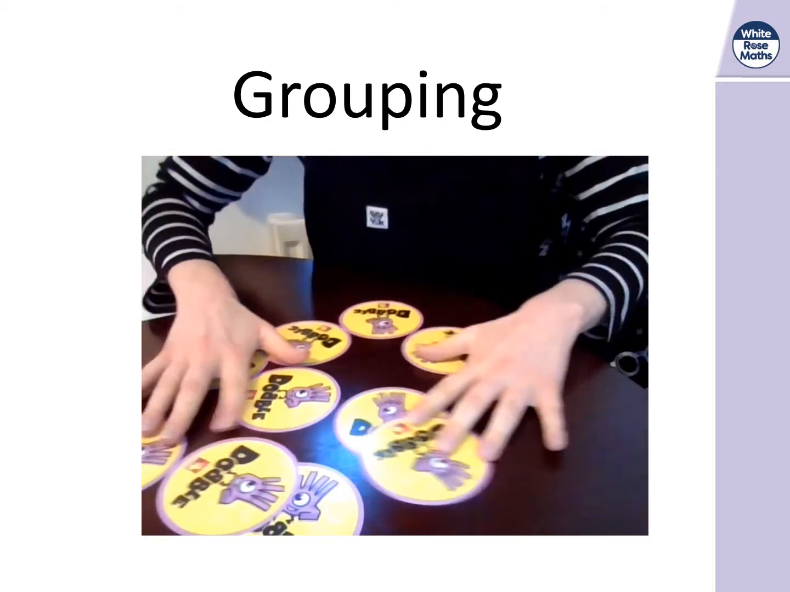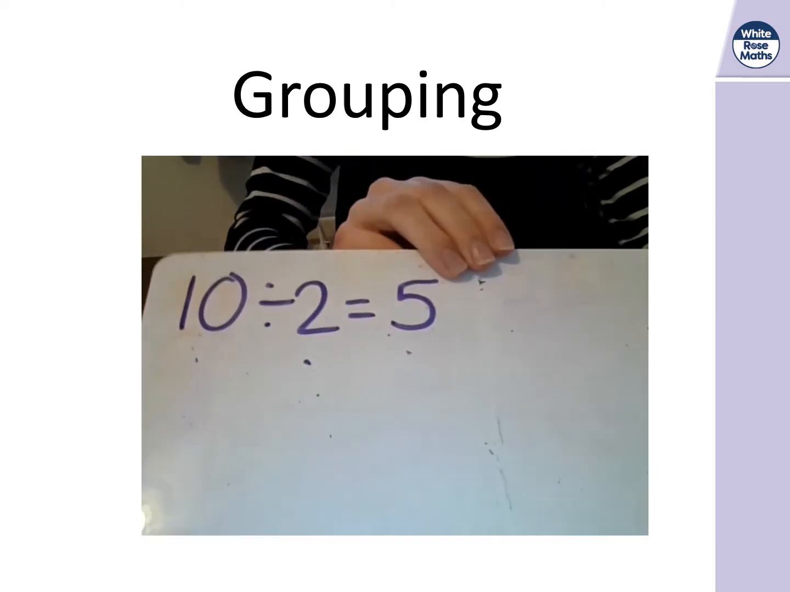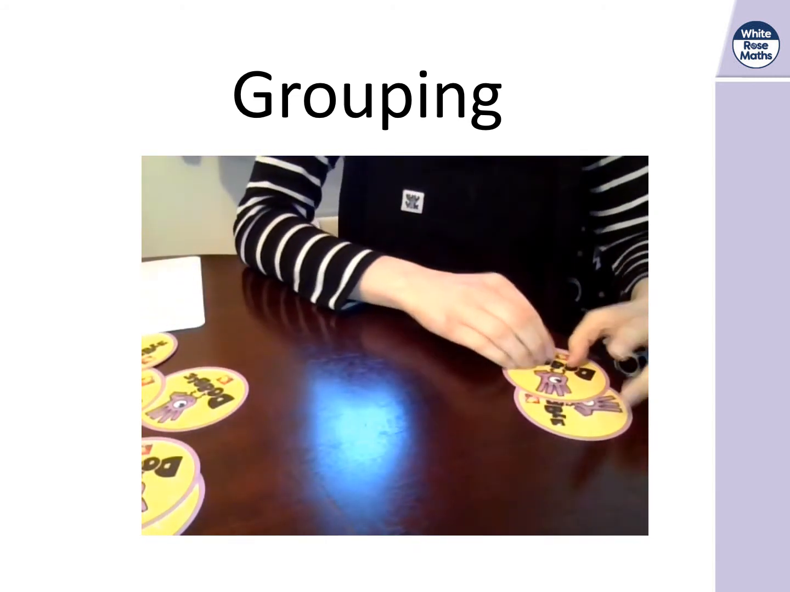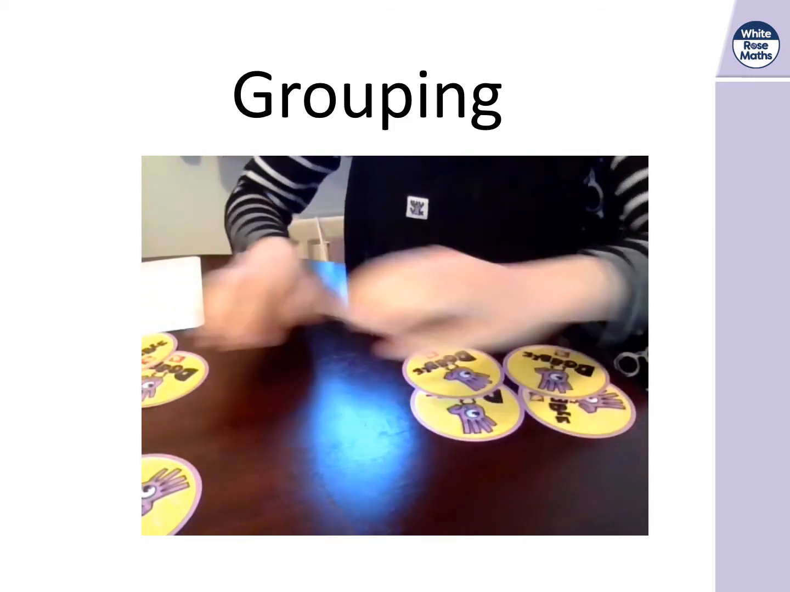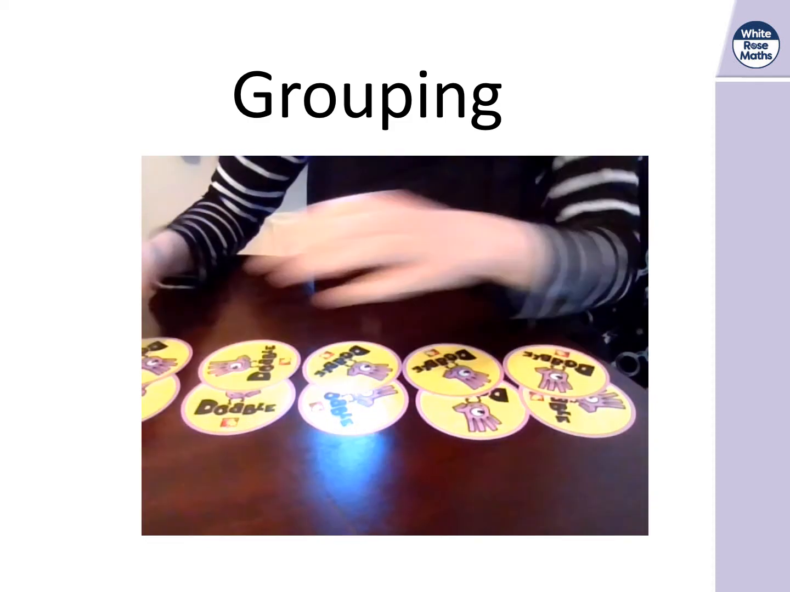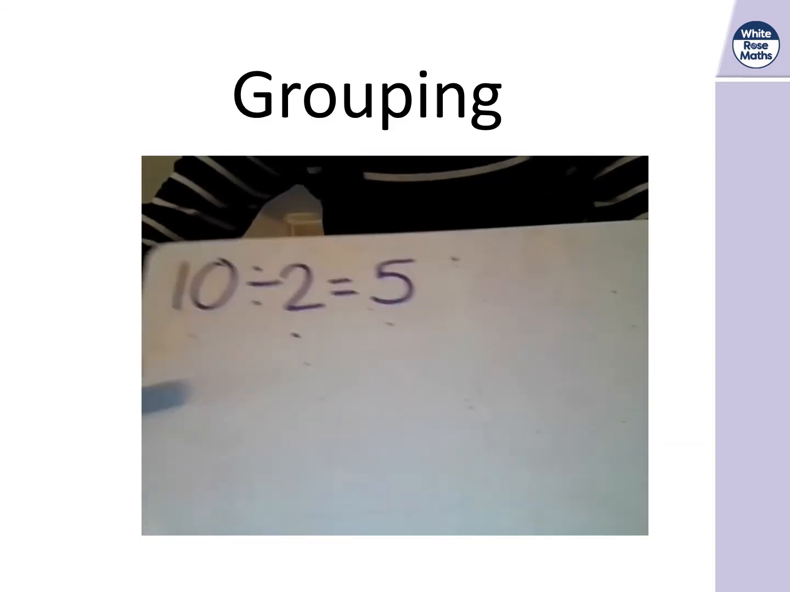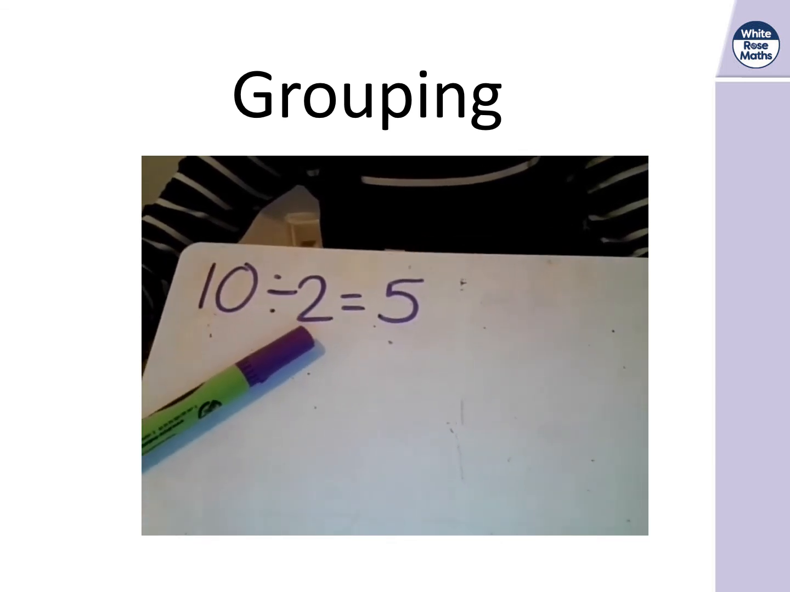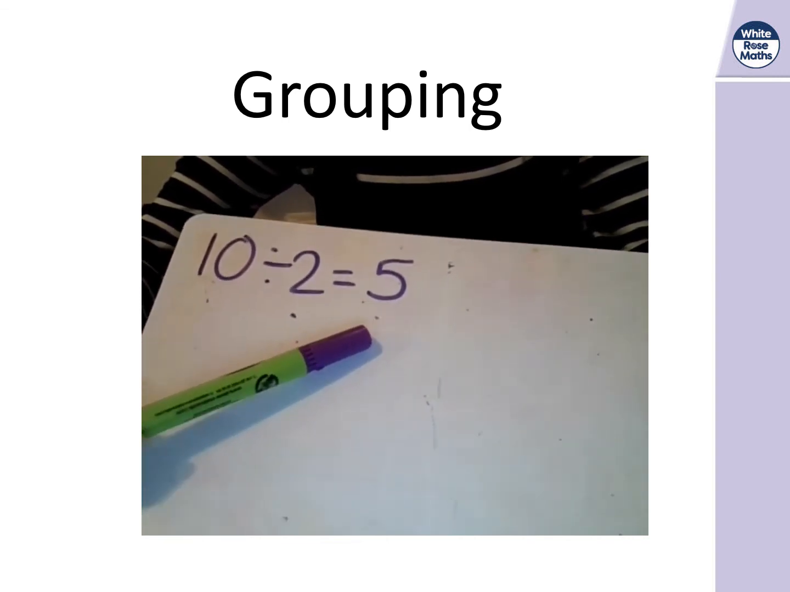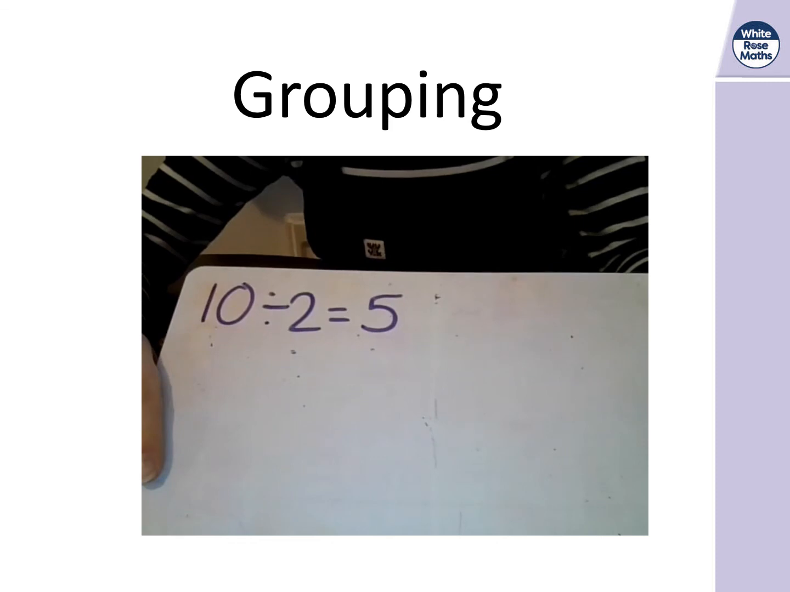Now this time I've still got 10 double cards, but I am going to group them into groups of 2s. I'm still working out 10 divided by 2, but I'm going to group them rather than share them. So that's 1 group of 2, 2 groups of 2, 3 groups of 2, 4 groups of 2, and 5 groups of 2. So this time, this instead shows me 10 double cards grouped into 2s. And when I grouped them into 2s, I found that I got 5 groups. So it's the same division sentence as the last slide, but instead of sharing, I was grouping this time.